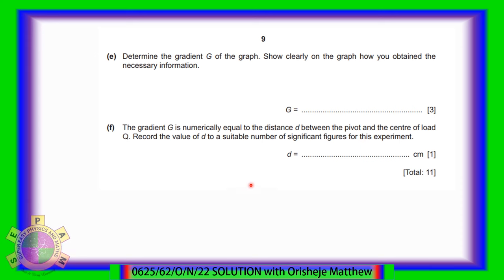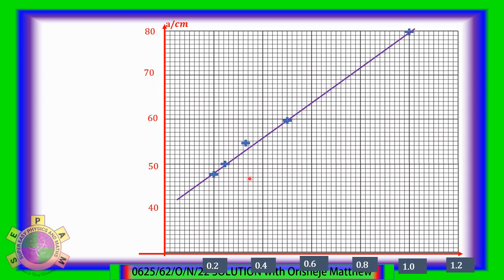Now, let's use the graph to find the gradient. So this is the graph that we have plotted already. So let's find the gradient. So you draw your triangle. Now, take note, when you are drawing your triangle, draw the triangle such that you take it from a point, so I'm using this point, to where the line crosses the axis. So take note of this point here.